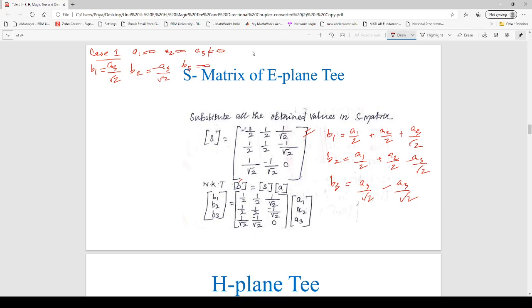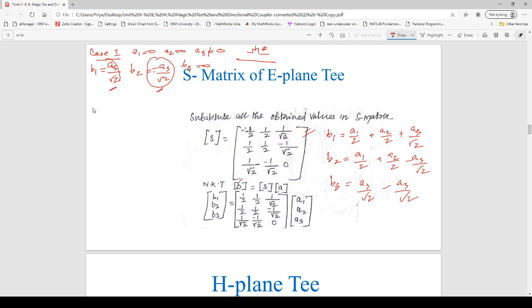So from this, what did you understand? If I give input at port 3, I am getting output at port 1 and port 2, which are equal in magnitude but opposite in phase. It is A3 by root 2 here, minus A3 by root 2, right? So does it satisfy the property of E plane? Yes. So I am getting equal in magnitude waves at B1 and B2 but opposite in phase. So this is case 1.